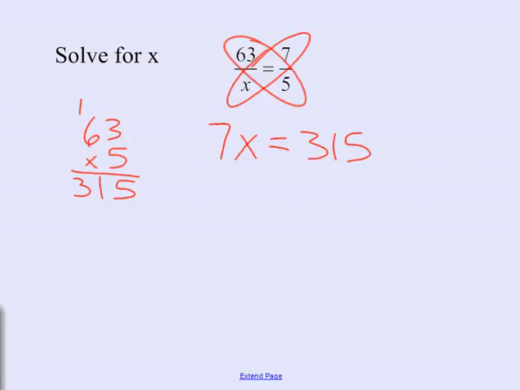Now we have a very simple equation that we can solve for x by dividing both sides by 7. The 7's cancel out, leaving us with x. 7 goes into 31 4 times, with 3 left over. 7 goes into 35 5 times. X equals 45.